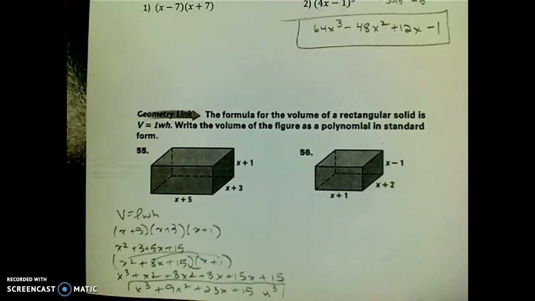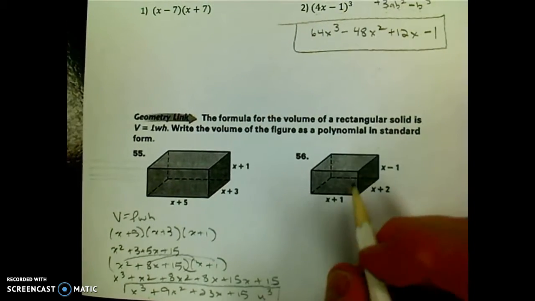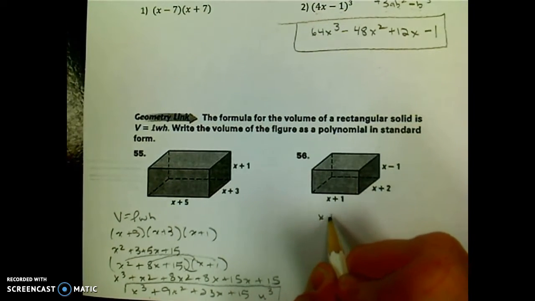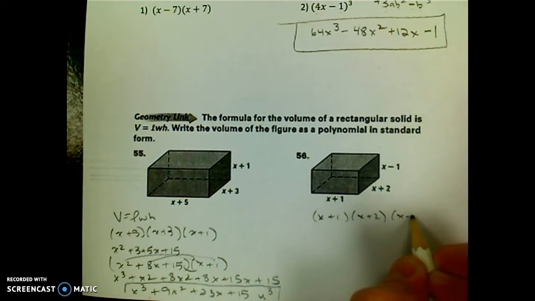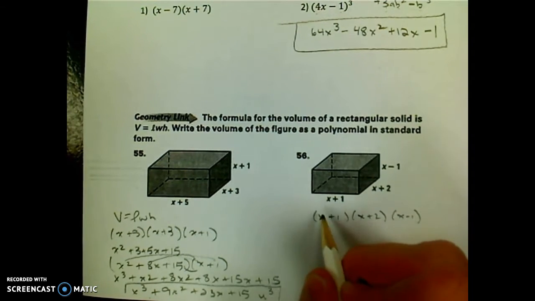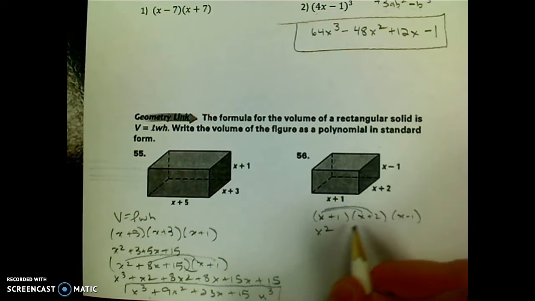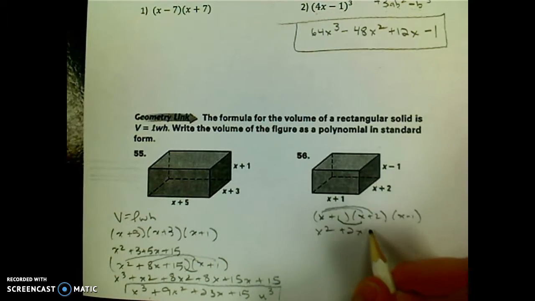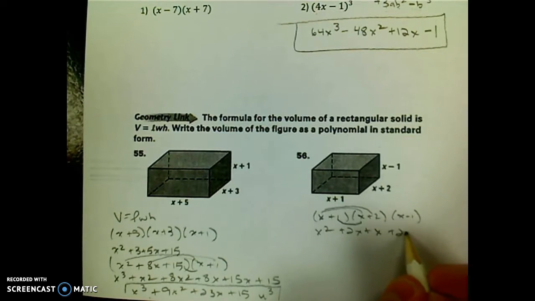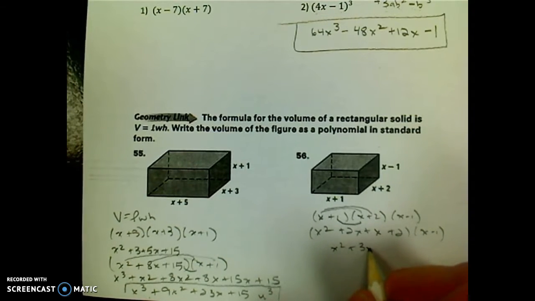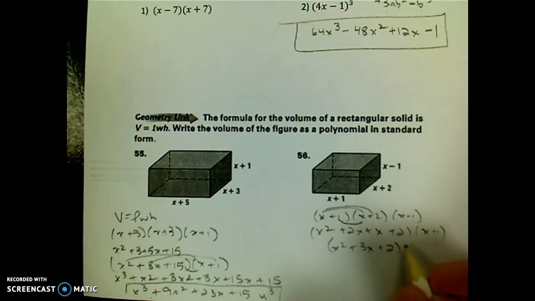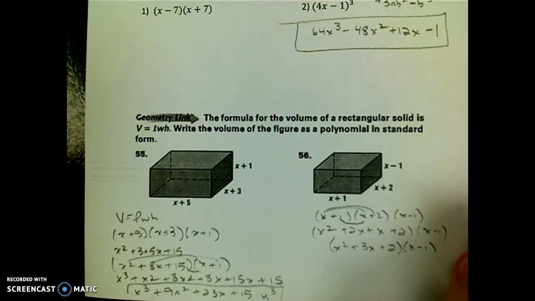So all these problems are is an exercise in multiplying three binomials together. x plus 1, x plus 2, x minus 1. Let's repeat. x times x squared, plus 2x, plus x, plus 2. So x squared plus 3x plus 2. And we're going to multiply that times x minus 1.